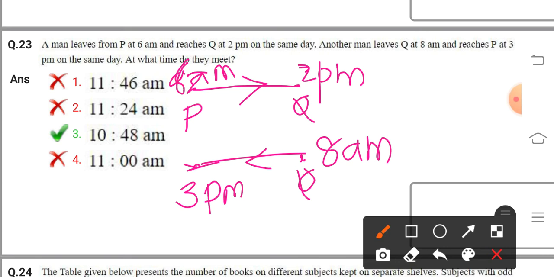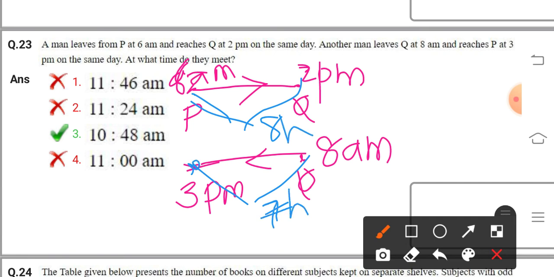So first, the difference: how much time does he travel from 6 a.m. to 2 p.m.? 7, 8, 9, 10, 11, 12, 1, 2. So 8 hours. For the second, 8 a.m. to 3 p.m.: 8, 9, 10, 11, 12, 1, 2, 3, so 7 hours. The first person travels 8 hours, the second person travels 7 hours.